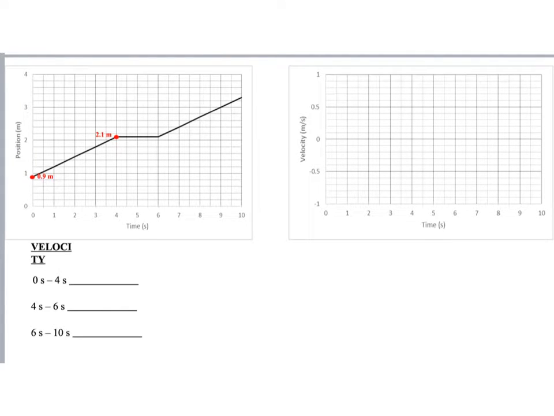Now we also know that our equation for velocity is v equals d over t. So we need our distance and we need our time. In order to find the displacement of our object, we take where it ended here at 2.1 and subtract where it started over here at 0.9. Always do end minus start.